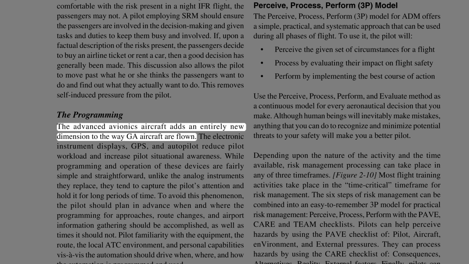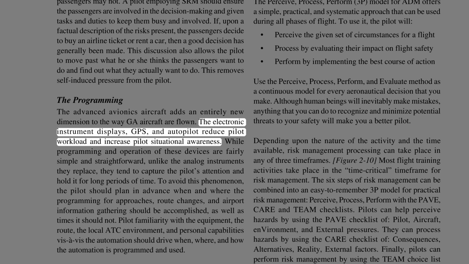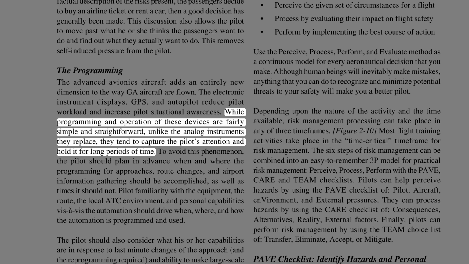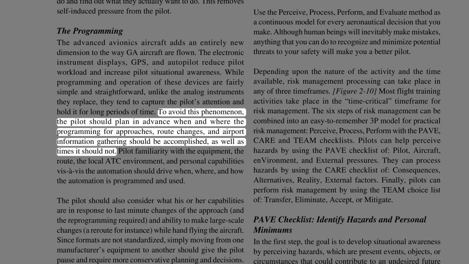The programming. The advanced avionics aircraft adds an entirely new dimension to the way GA aircraft are flown. The electronic instrument displays, GPS, and autopilot reduce pilot workload and increase pilot situational awareness. While programming and operation of these devices are fairly simple and straightforward, unlike the analog instruments they replace, they tend to capture the pilot's attention and hold it for long periods of time. To avoid this phenomenon, the pilot should plan in advance when and where the programming for approaches and airport information gathering should be accomplished, as well as times it should not.